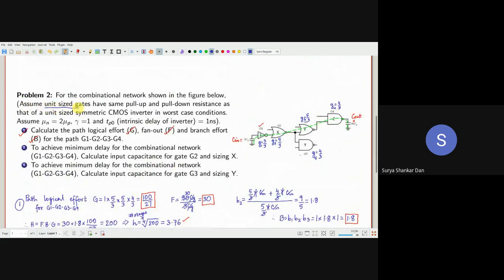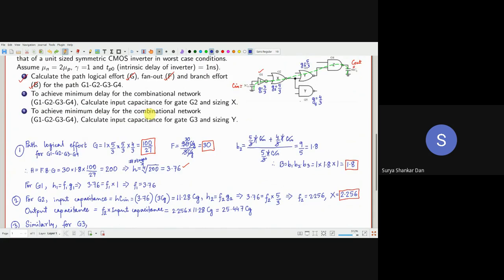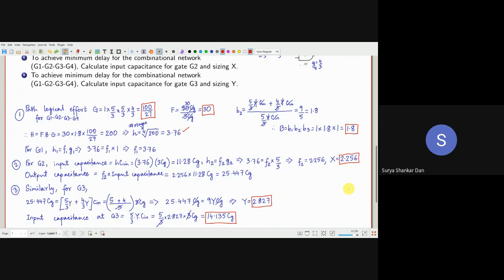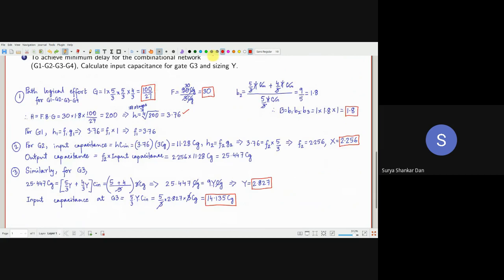Assume unit sized gates, and that is as that of a unit sized symmetric CMOS inverter. Unit sized means this one is just 1. That is the reason why unit sized means the static CMOS inverter is 1 over here. So if it is 1, clearly what will be the sizing of this? This will be X into 1. So what is that X? 2.256. Technically, what I'm trying to tell you is that this X is equal to F2 into the size of the inverter.